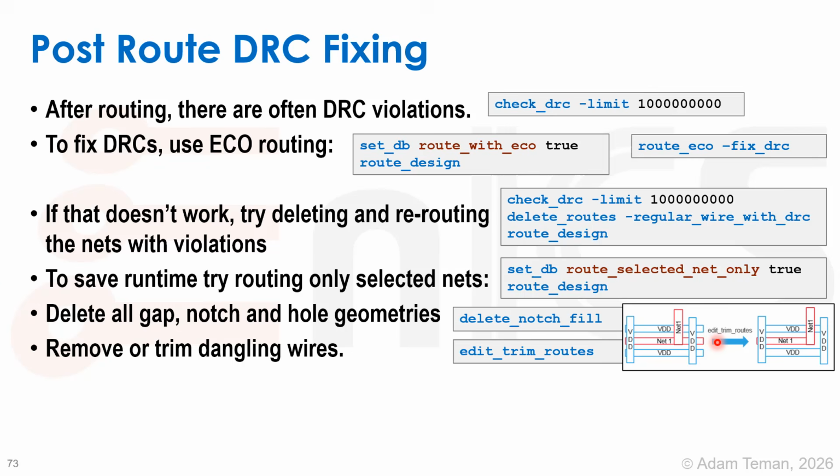Just as an example, there's a little picture here. So this net was routed and then this net was routed, and actually nothing is done with this piece of net 1. So we can go and delete it, and maybe it will alleviate some sort of a DRC that we have.